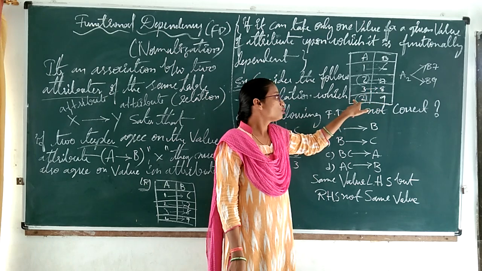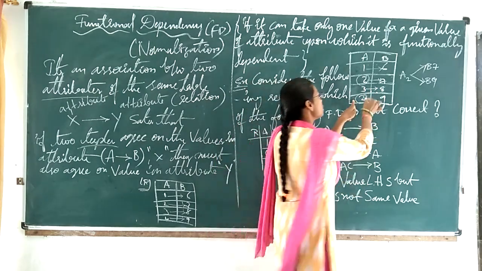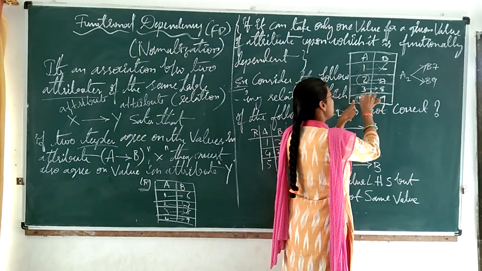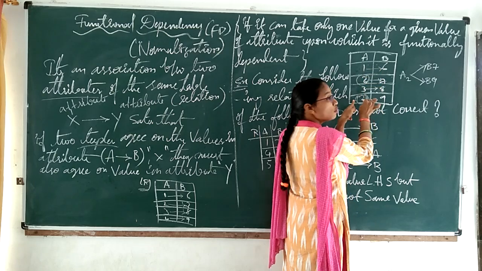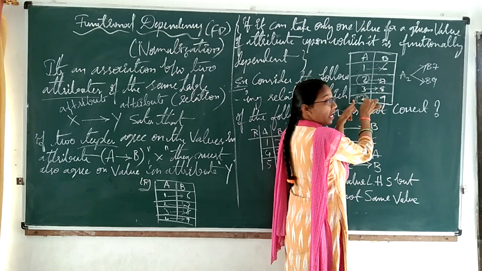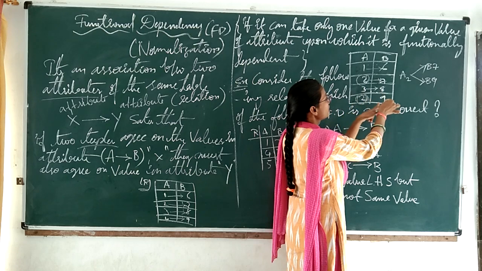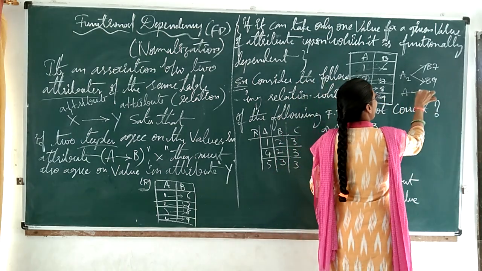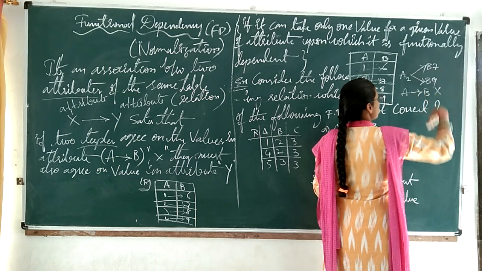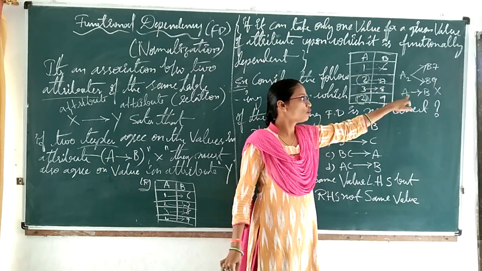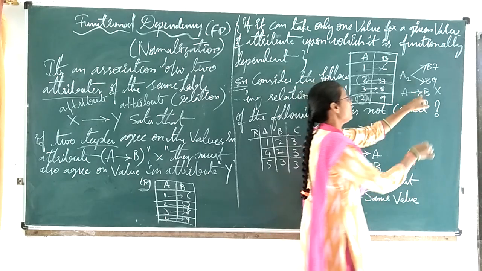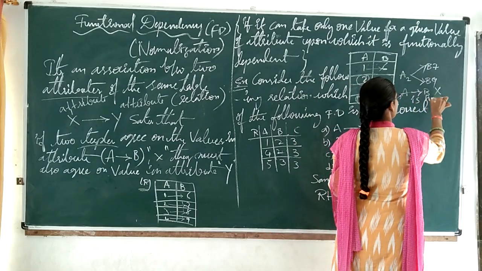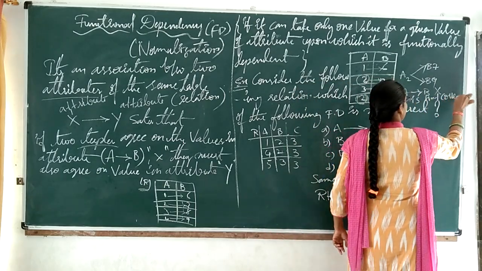Next, in the next row, the next tuple, we have the same value 2 repeated. Now A2 determines B7 and also A2 determines B9. So A determines B is wrong, it is not correct.